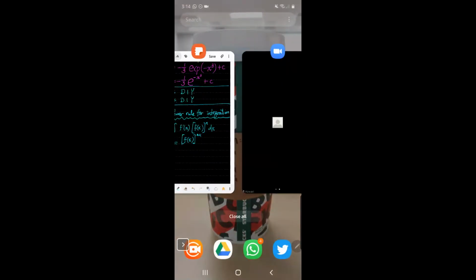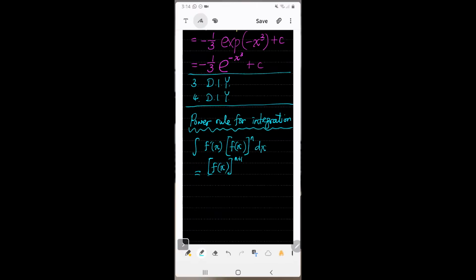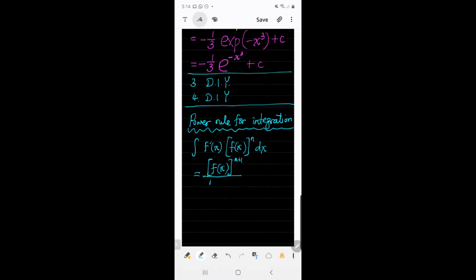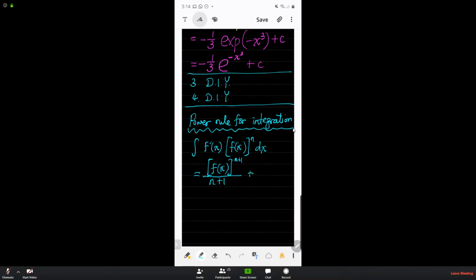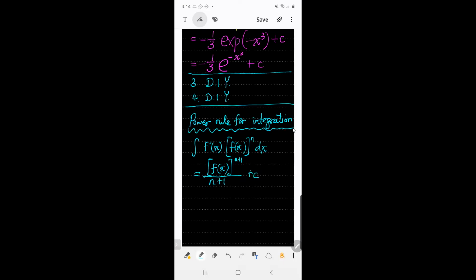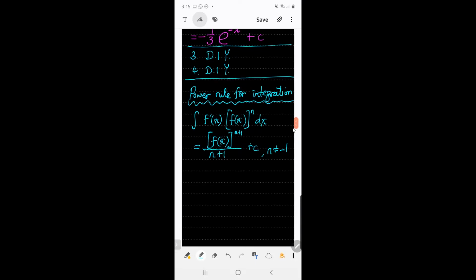So we have f of x to the power of n plus 1 divided by n plus 1 plus c. Now, if you look at this formula, this is actually not applicable when n equals negative 1, because you cannot have 0 at the denominator. So what happens when n is equal to negative 1? This is the special thing. When n is equal to negative 1, you don't use the power rule.